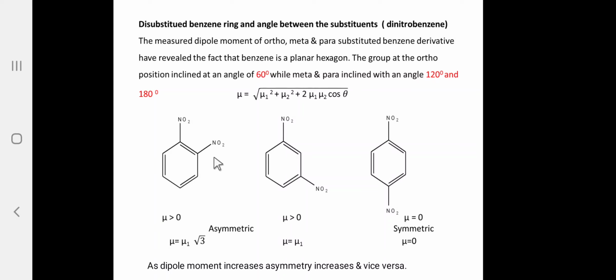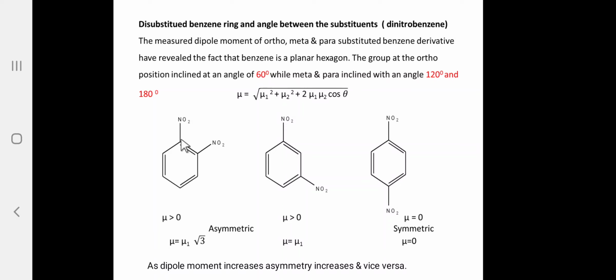In case of the multi substituted benzene ring or the disubstituted benzene ring, the dipole moment is determined with the help of the formula mu is equal to under root mu 1 square plus mu 2 square plus twice mu 1 mu 2 into cos theta. In case of the ortho compound, this theta value is 60 degree. In case of the meta, it is 120, while in case of the para, it is 180. And mu 1 and mu 2 are the dipole moments of the two substituents in the benzene ring.